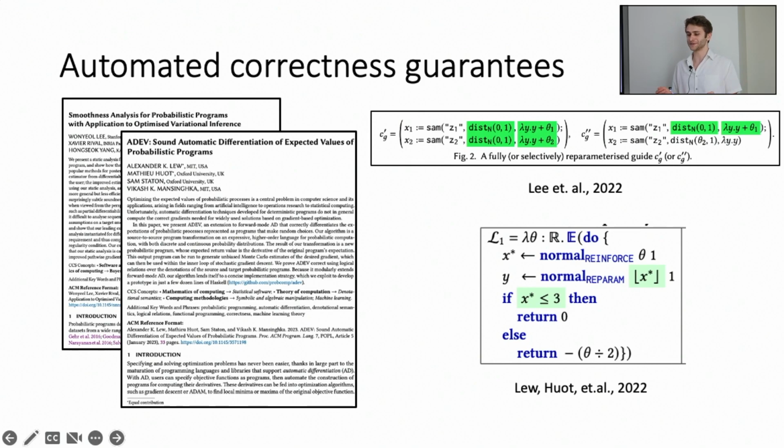But I guess the bigger picture that I'm imagining here is being able to know when there are problems automatically, and also to be able to resolve some of them automatically. Another recent paper, ADEV, studies differentiation of expected values of probabilistic programs. They provide an interface for composing derivative estimators while guaranteeing correctness of the whole system.